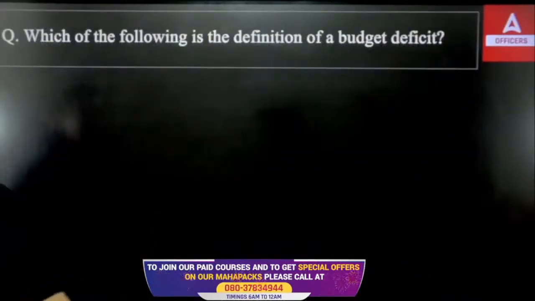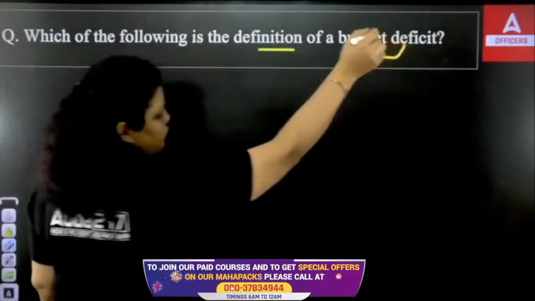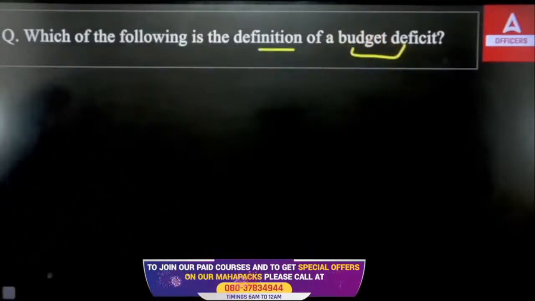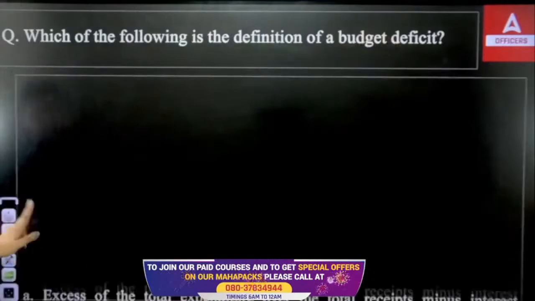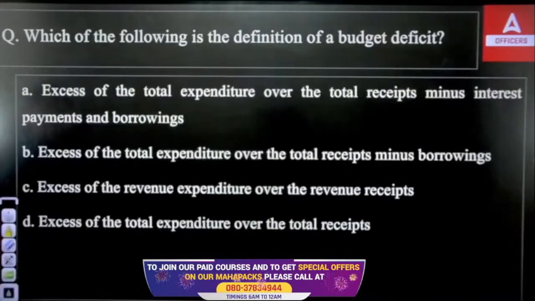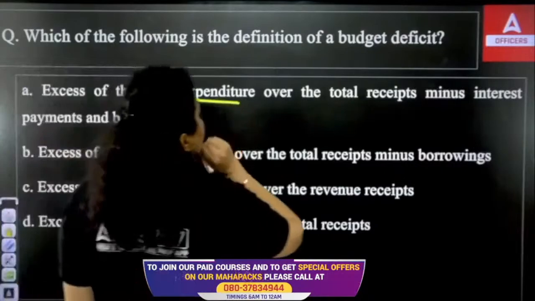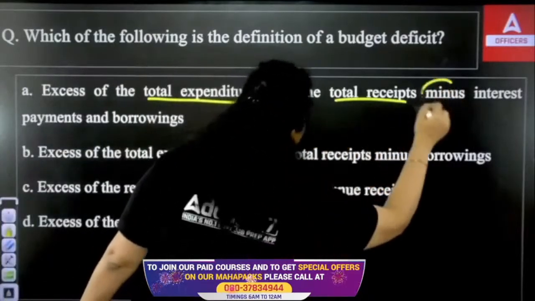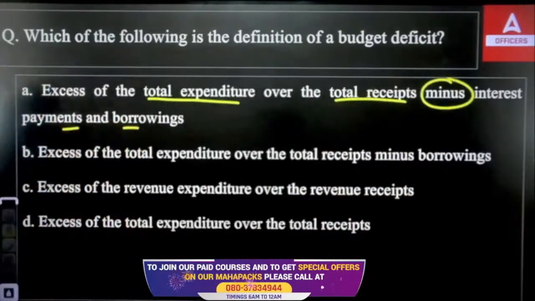Now, which of the following is the definition of budget deficit, or you can call it budgetary deficit? Budgetary deficit or budget deficit, both are the same. So you have these options. First: excess of total expenditure over total receipts minus interest payments and borrowings.